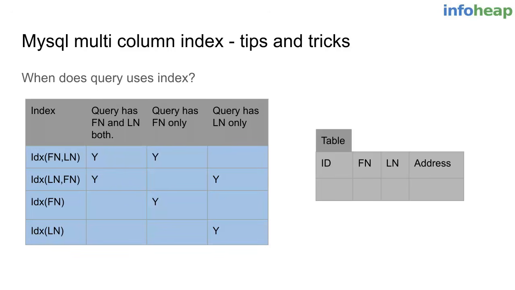In this video, we will discuss MySQL multi-column index, some tips and tricks. A multi-column index is an index where multiple columns are specified to create the index. It can be a regular index, can be a single column index, and it can be a multi-column index.